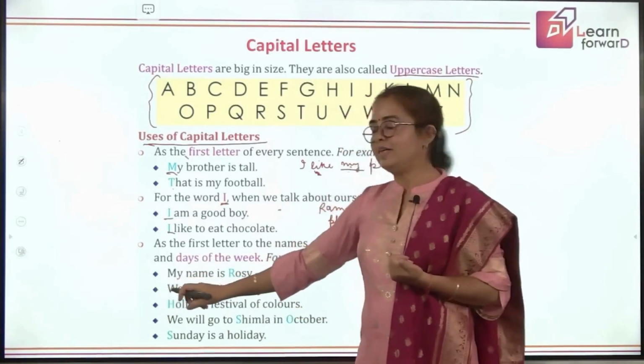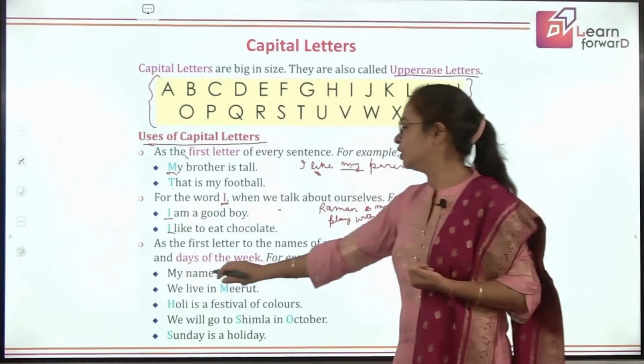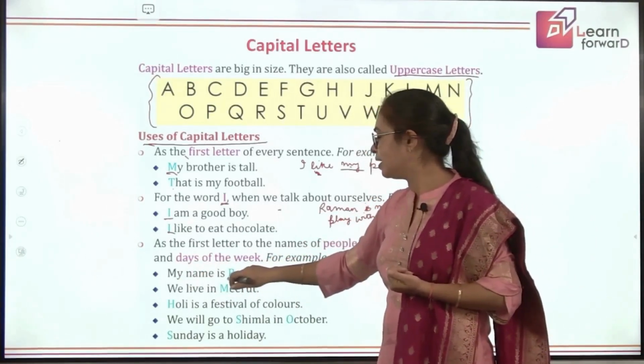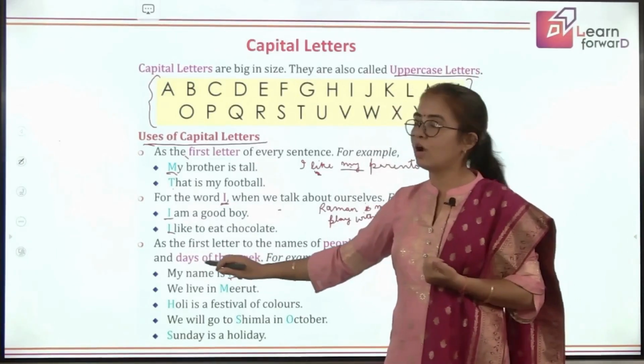So let's read the examples. My name is Rosie. So the girl is telling her name. She is Rosie, and Rosie is not the beginning of the sentence.